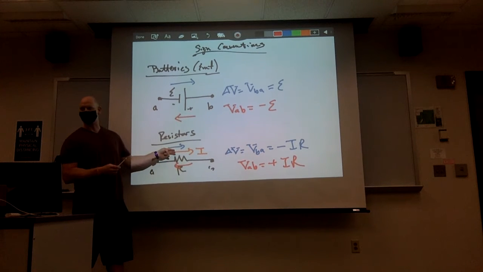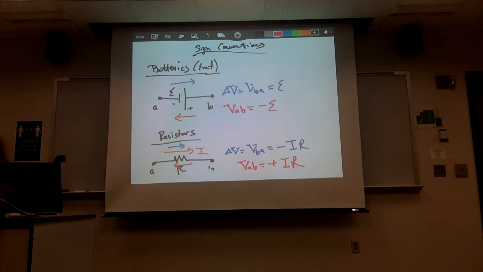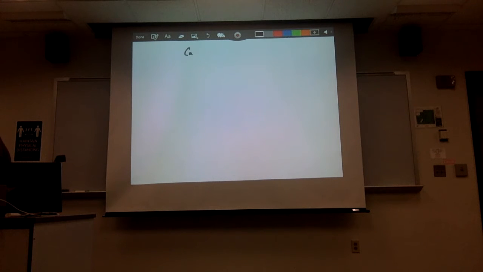So this one depends on the direction in which the current is going, as well as the direction in which we go across it. You'll see what that means in just a second. The last one then is capacitors. That's the only other thing that we've looked at. So let's look at capacitors.